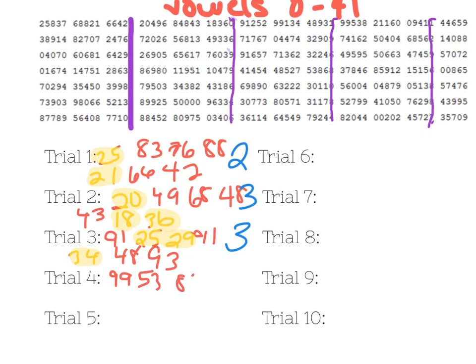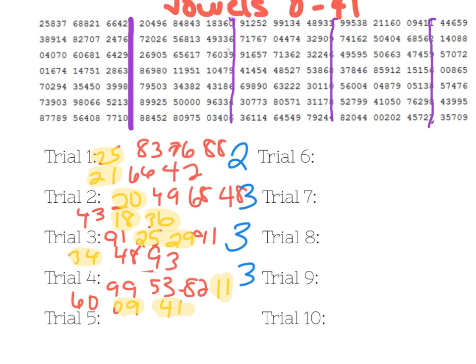53, 82, 11, ooh, wait, let me do that over. I think I missed some numbers. Let's try that again. Okay, 99, 53, 82, 11, 69, and 41. 1, 2, 3, 4, 5. Okay, I want to make sure I had 7. And then I need a 9, a 41, an 11. So there's 3 numbers in this group.